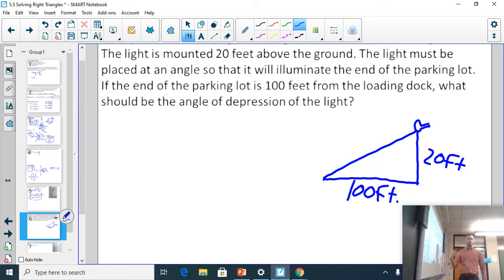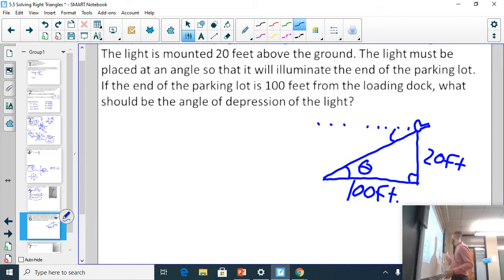Now, we have to be careful with the wording, right? We're looking for the angle of depression of the light. So when it says angle of depression, it means this angle right here, right? Which is the same as this angle. So we're really looking for this angle right here. And that's in the wording of the problem that we're going to have to get used to. But again, it's just something where we have to figure out the trig function with the angle we're working with.